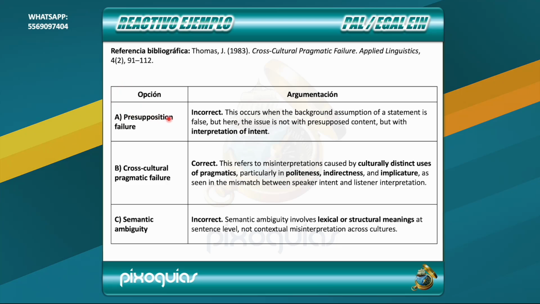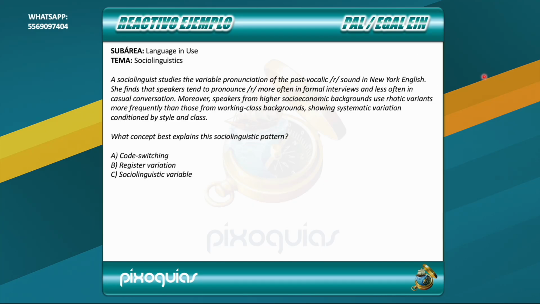A. Presuppositional failure is incorrect because this occurs when the background assumption of a statement is false, but here the issue is not with presupposed content, but with interpretation of intent. C. Semantic ambiguity is incorrect because semantic ambiguity involves lexical or structural meanings at sentence level, not contextual misinterpretation across cultures. This exercise is about language in use with the topic sociolinguistics.